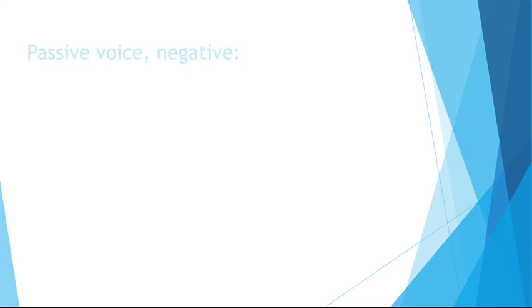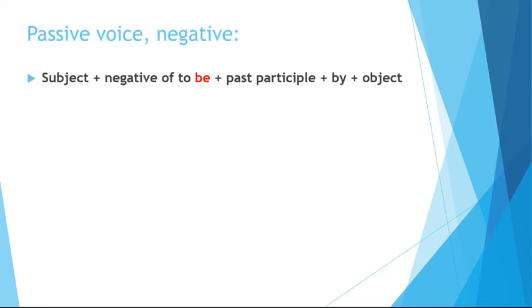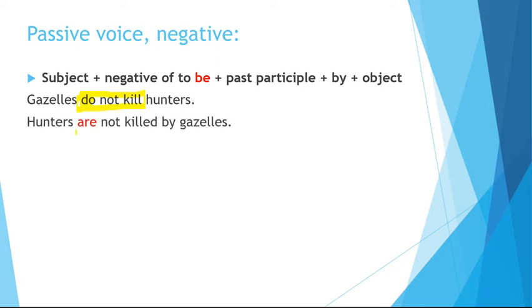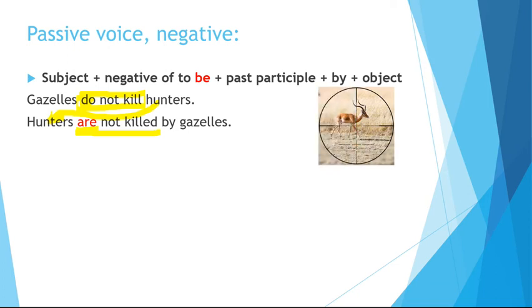What about the negative of the passive voice? To form a negative in the passive, we simply add not to the verb be, plus the past participle, as we agreed before. For example, gazelles do not kill hunters. Look at the verb: do not kill is in the present simple. So accordingly, we add are, because hunters, the new subject, has moved to the beginning and is a plural noun. So we add are in the present: are not killed by gazelles. Of course, hunters are not killed by gazelles. It's the other way around. Gazelles are killed by hunters.